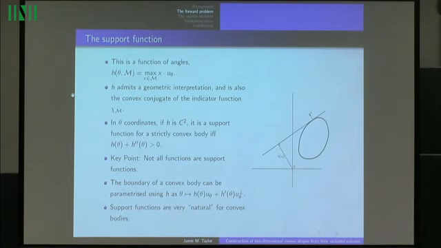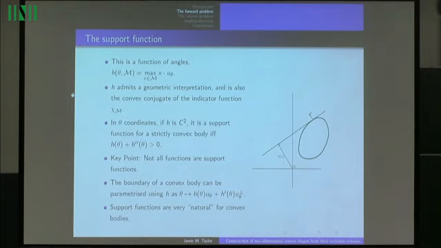And as I said, you may be more used to describing convex bodies by parametrizing their boundary. There is a straightforward way to go from the support function to the parametrization of the boundary, which is by this relationship here. So u theta is the vector in the direction u, and then u theta prime is the orthogonal direction. Okay.